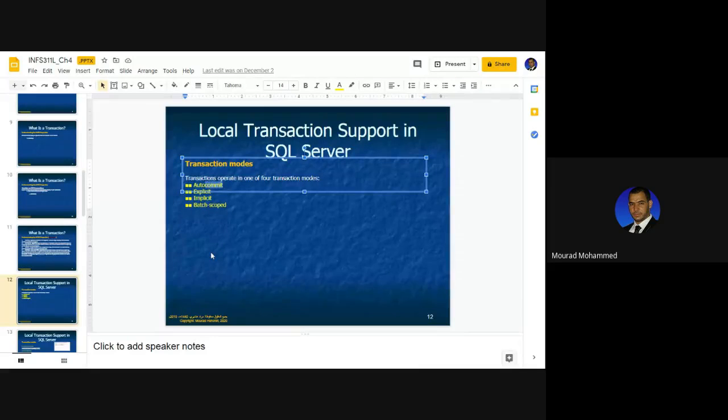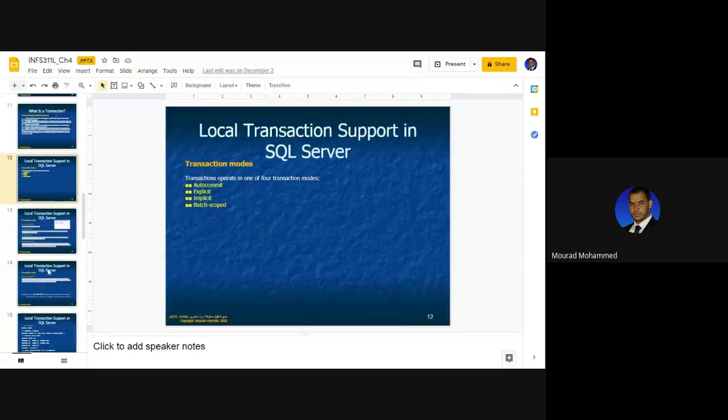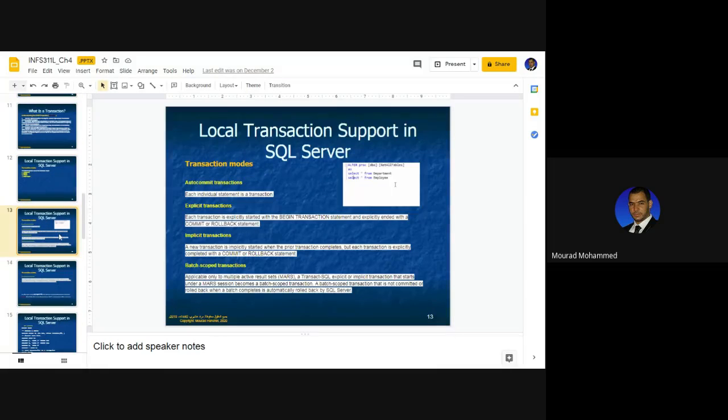2 modes, but we are going to adopt them within the technically prescribed modes, which are the auto commit, the explicit, the implicit, and the batch scope. Let's describe them now, so we know what is the mode. Let's describe them technically. The first mode, which is the auto commit. Here the auto commitment is actually an individual query-based transaction. So all the types of transactions that are built on top of one query are to be auto committed. What does it mean?